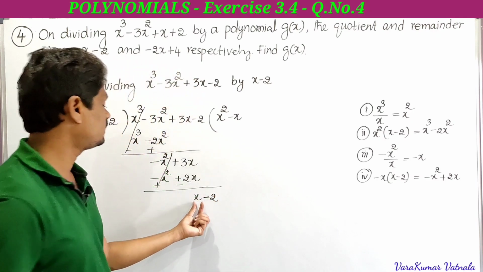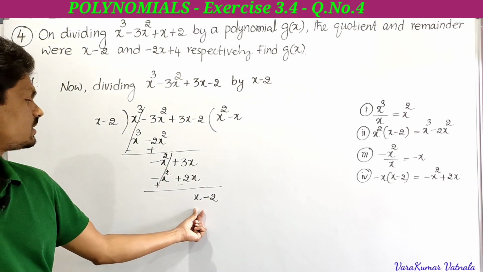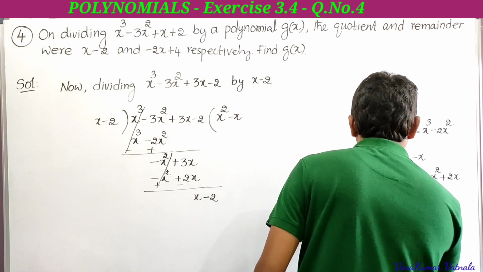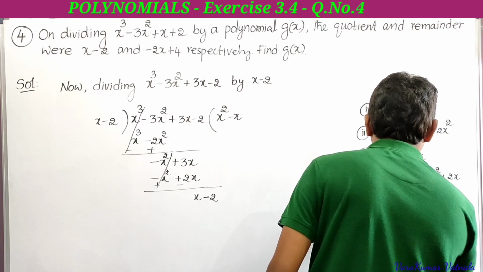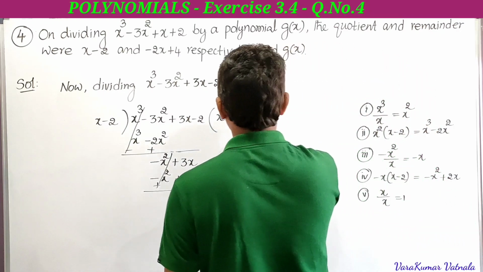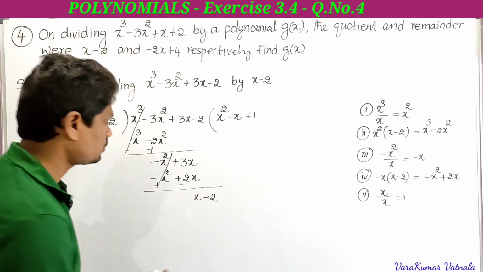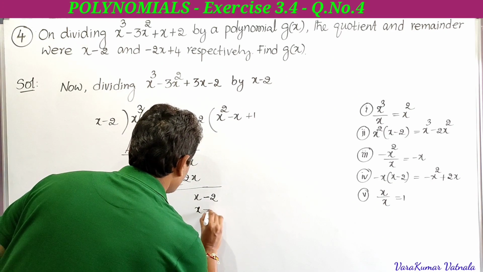Here again the highest degree term is only x. If you divide x by x, we get 1. So write 1 in the quotient area. If you multiply 1 with the divisor, we get x minus 2. So directly I am writing x minus 2.